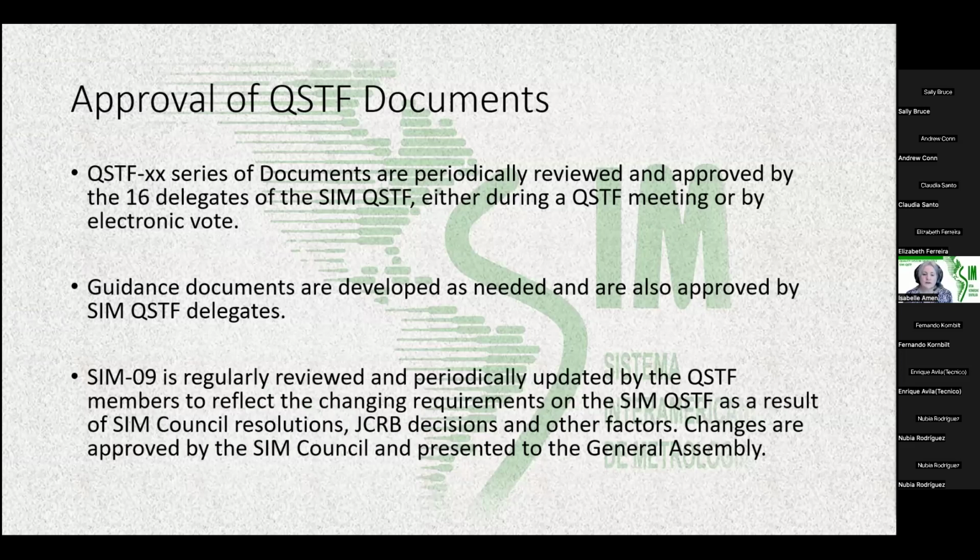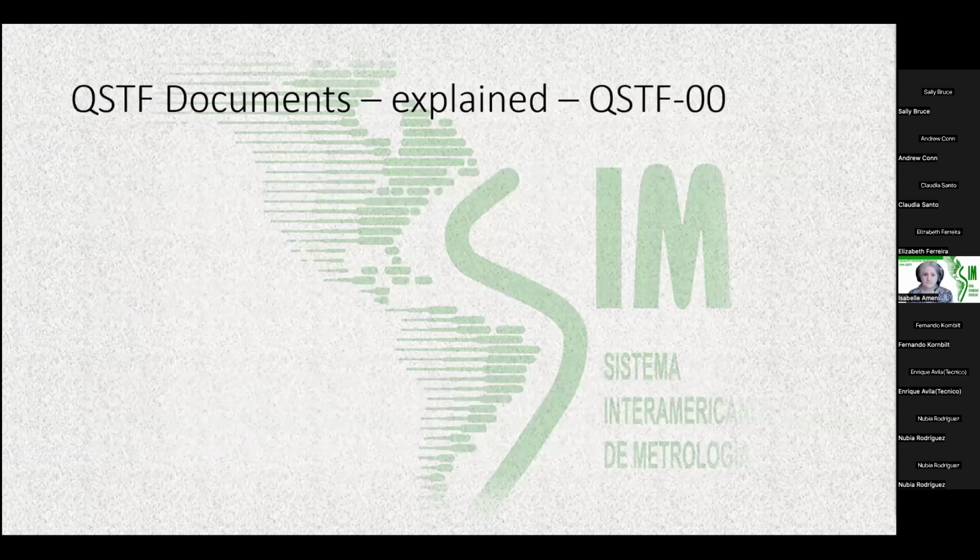For SIM-09, it's also regularly reviewed and periodically updated by the QSTF members to reflect changing requirements on the QSTF that would be as a result of a SIM Council resolution, JCRB decisions, or other factors. But those changes are approved by the SIM Council, and they're presented to the General Assembly. I will now go over the QSTF series of documents and an overview of their content.